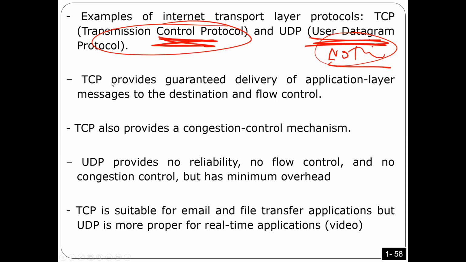So TCP provides guaranteed delivery. It's guaranteed because it has the idea of retransmission. If a packet is not received, there is a mechanism for the destination to tell the source, I didn't receive message or packet number 7 or whatever, please retransmit it to me. You got what I'm saying? That's why TCP can guarantee the delivery of messages. UDP provides nothing: no reliability, no flow control, and no congestion control.